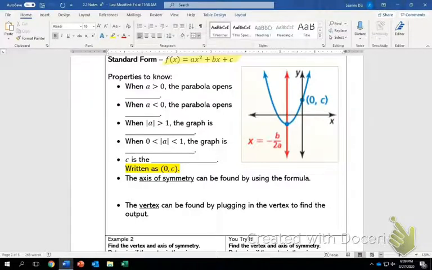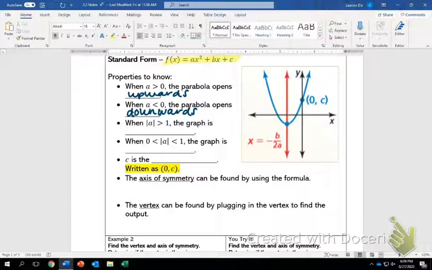So the first property to know is that when A is greater than 0, when A is positive, well, that means it's going to be opening upwards. And if it's opening upwards, that means we have a minimum. So if it is less than 0, that's when it opens downwards, and that is when we have a maximum, okay? Same thing as what we said before, but we're just showing you that the A that tells us the same thing in vertex form can now be applied in our standard form. So across both formulas, they're telling us the same thing.